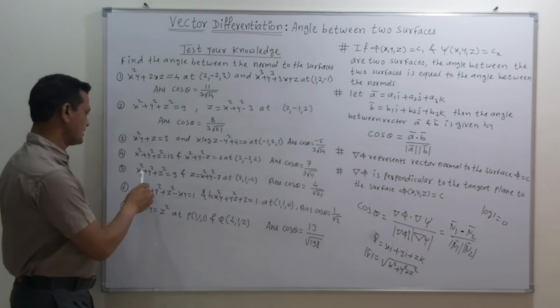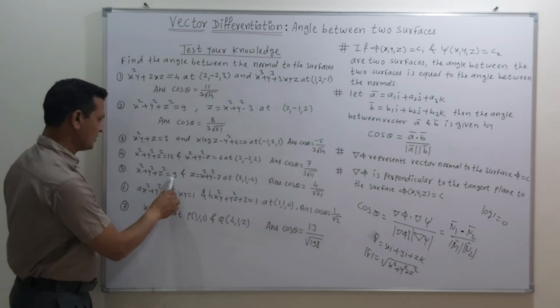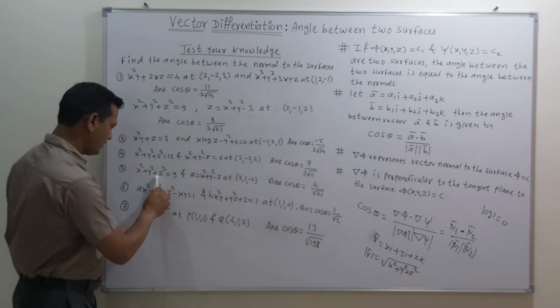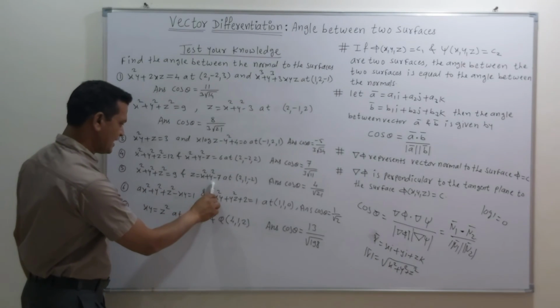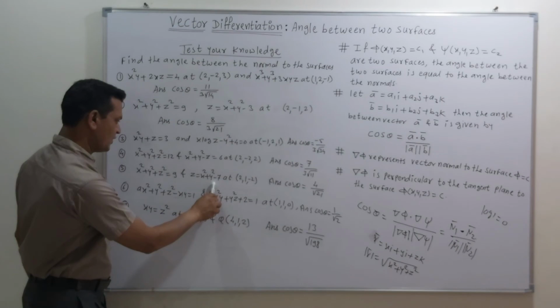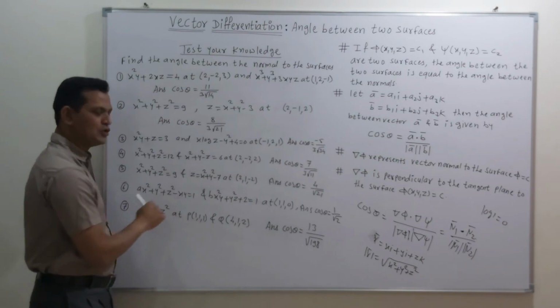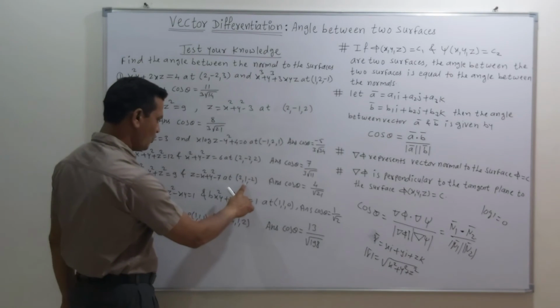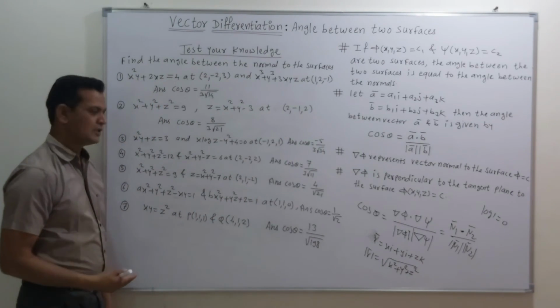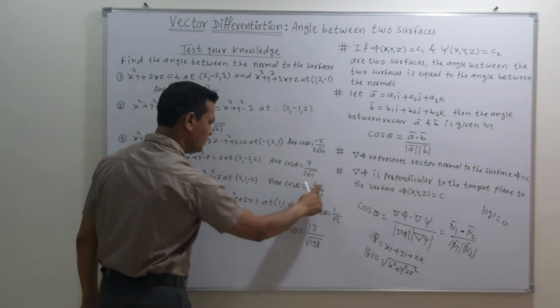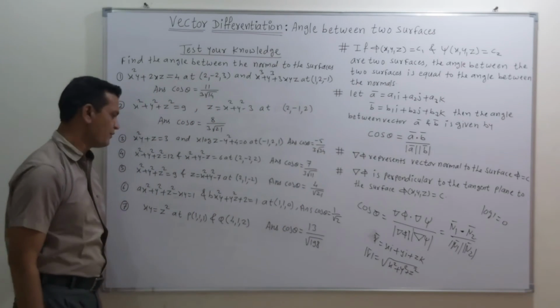Similarly, the fifth question is x square plus y square plus z square is equal to 9. This is the first surface, and the second surface is z is equal to x square plus y square minus 7. Find the angle between these two surfaces at the point 2, 1, minus 2, and the answer to this question is cos theta is equal to 4 upon root of 21.